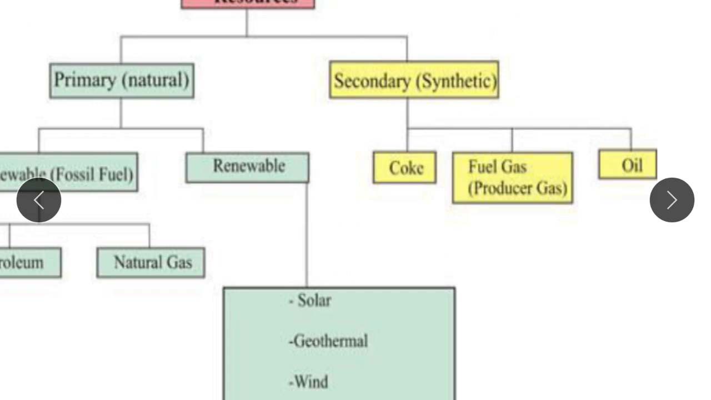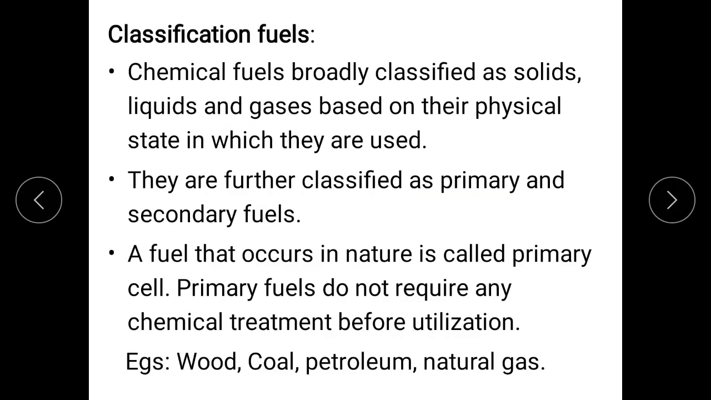Next, secondary fuels are classified into three types: coke, fuel gas, and oil. They are man-made, synthetic, and their calorific value is high. The same thing is being told in sentences.